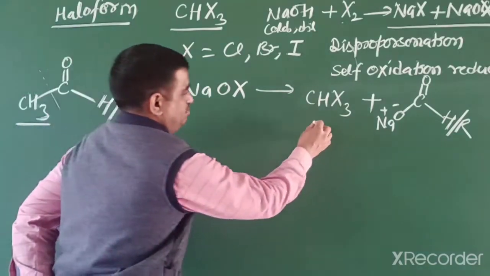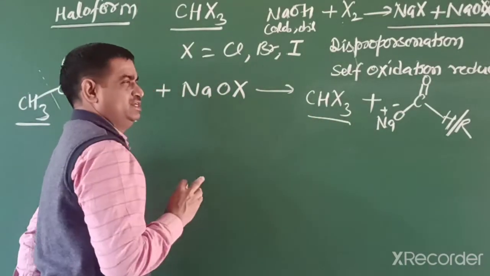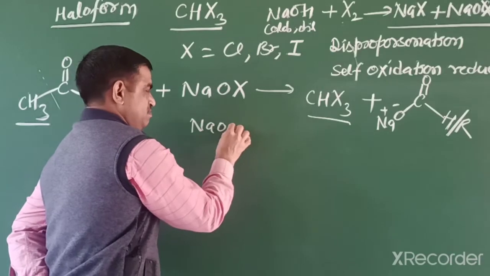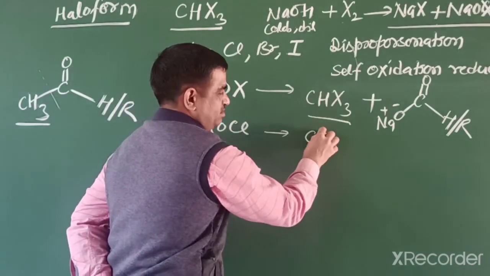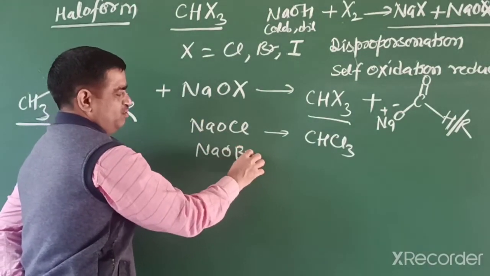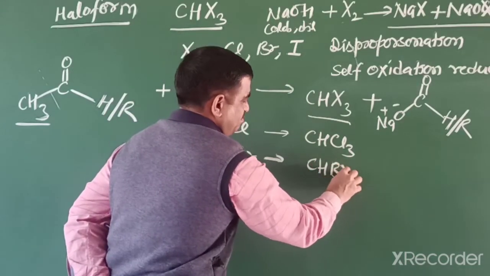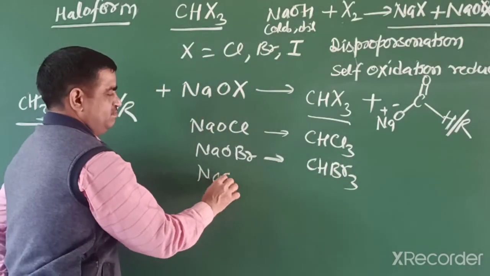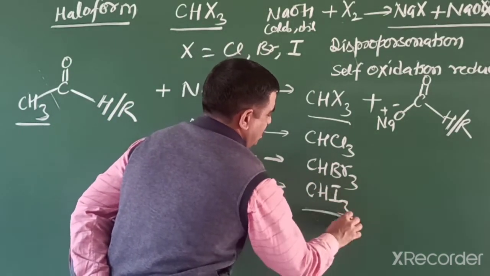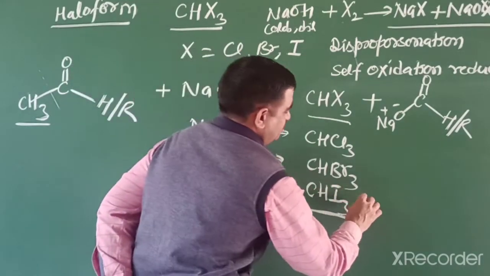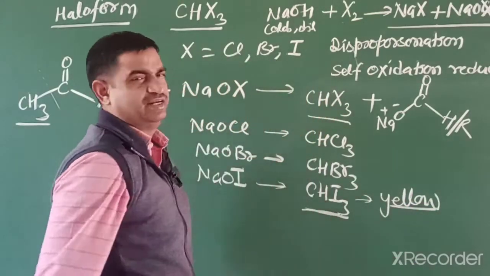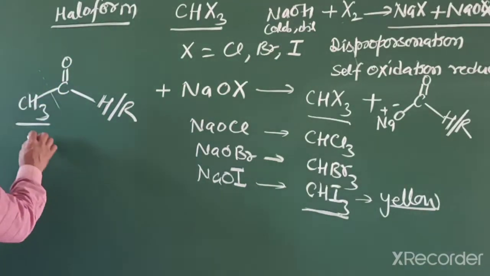In this we prepare haloform. If the halogen is chlorine, that is sodium hypochlorite, then the product is chloroform. If sodium hypobromite, then the product is bromoform, and sodium hypoiodite, then the product is iodoform. This iodoform is very important because it is yellow in color, and so carbonyl compounds having a CH3 group can easily be identified.